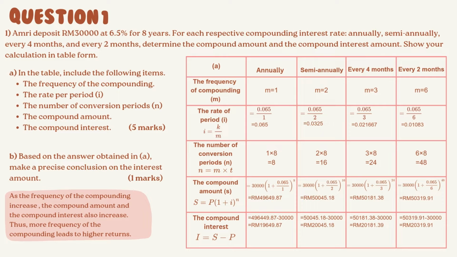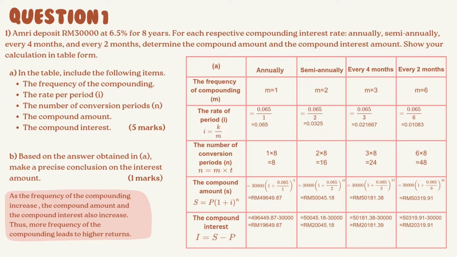Formula for the rate per period is I equal to K, which is 6.5%, divided by M. The number of conversion periods is N, equal to M multiplied by T, where T is 8 years and M is the frequency. To find the compound amount, we need to use the formula stated.